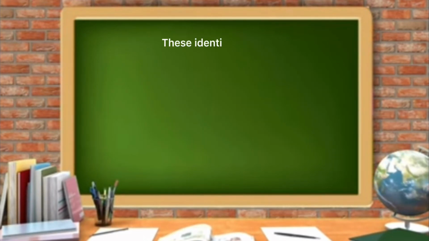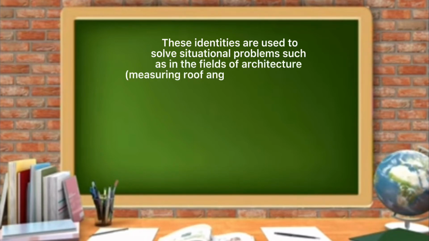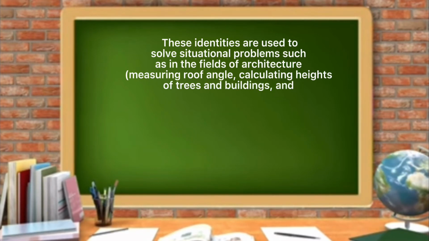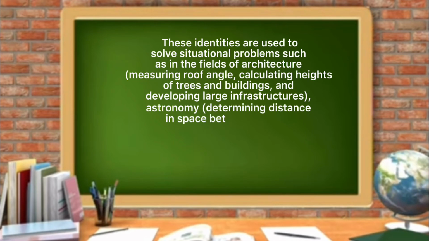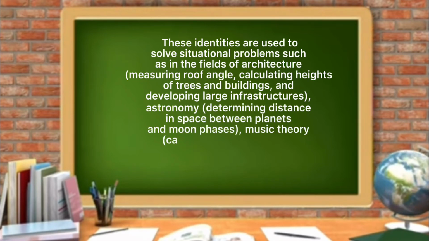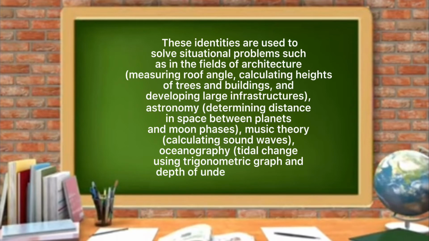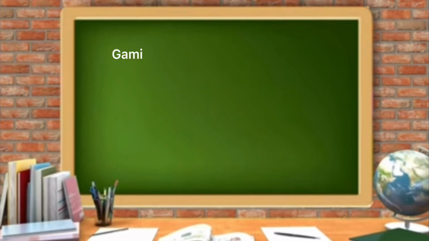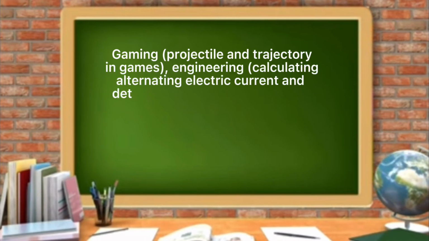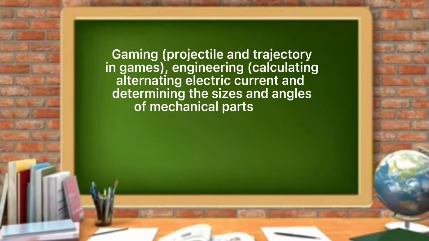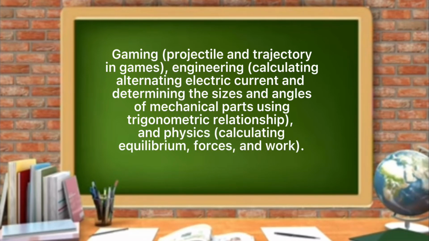its application. These identities are used to solve situational problems, such as in the fields of architecture, in measuring roof angle, calculating heights of trees and buildings, and developing large infrastructures. Astronomy, in determining distance in space between planets and moon phases. Music theory, in calculating sound waves. Oceanography, in tidal change using trigonometric graph and depth of underwater objects. Gaming, in projectile and trajectory in games. Engineering, in calculating alternating electric current and determining the sizes and angles of mechanical parts using trigonometric relationship. And in physics, in calculating equilibrium, forces, and work.